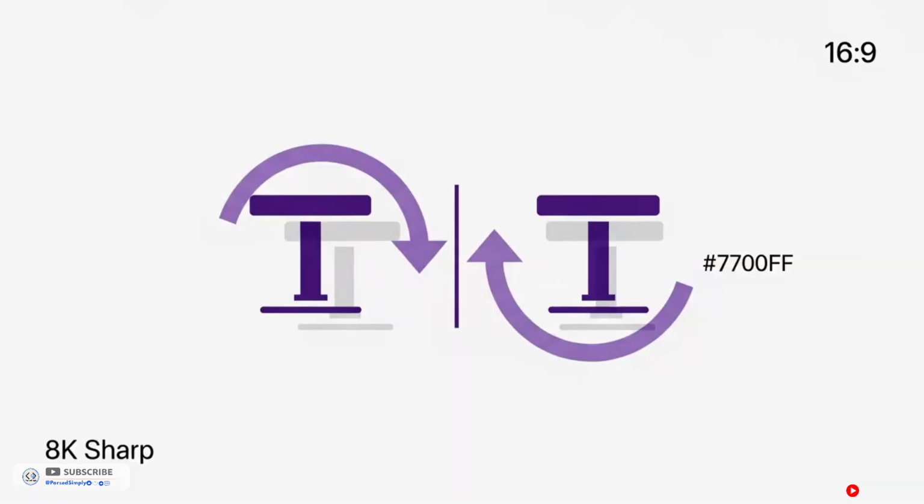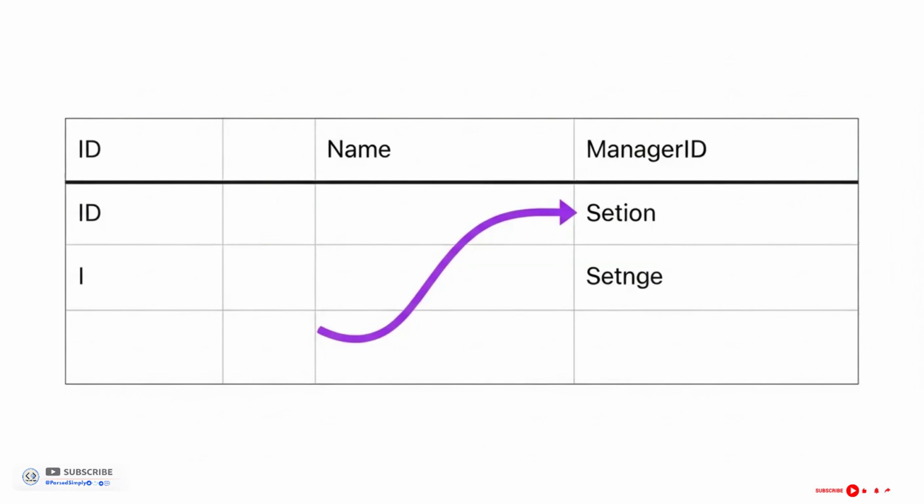Next is the self-join. Despite the name, this isn't a separate SQL keyword. It is a technique where you join a table to itself to compare or relate rows within that same dataset. The most common use case is hierarchical data. Imagine a staff table where one column lists the employee and another lists the ID of their manager, who is, of course, also an employee in that same table.